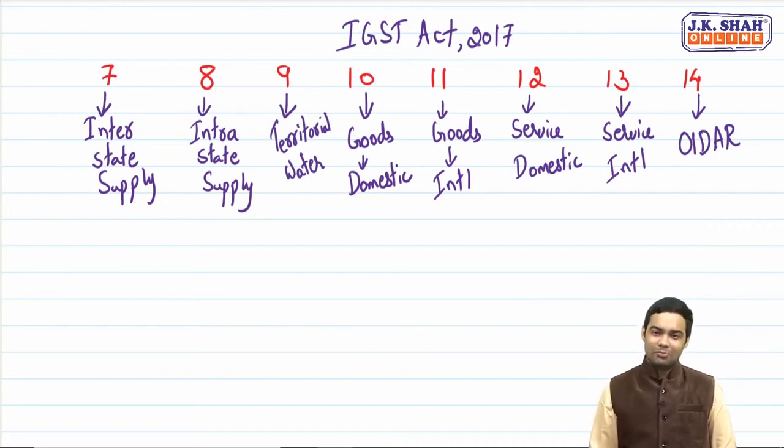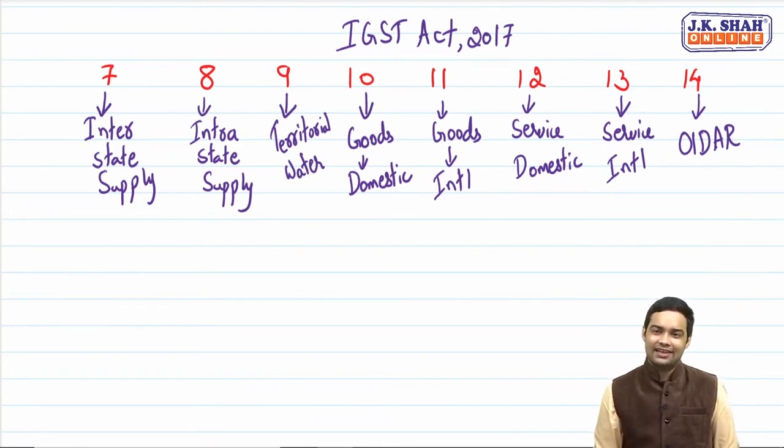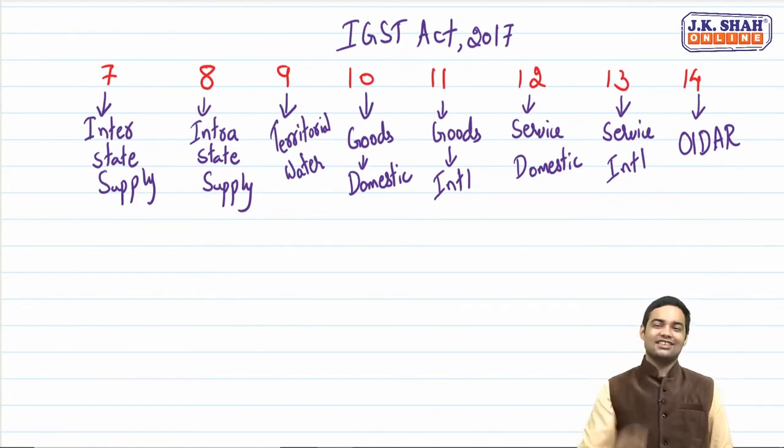Now, how do you remember it? The first confusion occurs between section 7 and section 8. Section 7 deals with inter while section 8 deals with intra. What are we reading? We are reading the IGST Act. The IGST Act will give preference to inter or intra. Obviously, the answer is inter, and that's why section 7 deals with interstate supply while section 8 deals with intrastate supply. 9 talks about territorial waters. What would be the place of supply in case the transaction is in territorial waters?